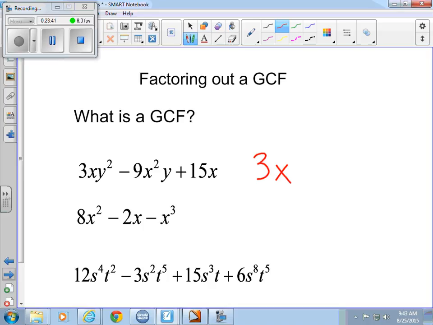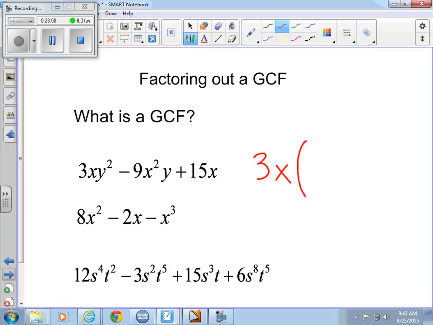Do they all have a y? No. So my greatest common factor is x. That's it. If that's the question, you stop there. If it just says, what is the greatest common factor? That's it.